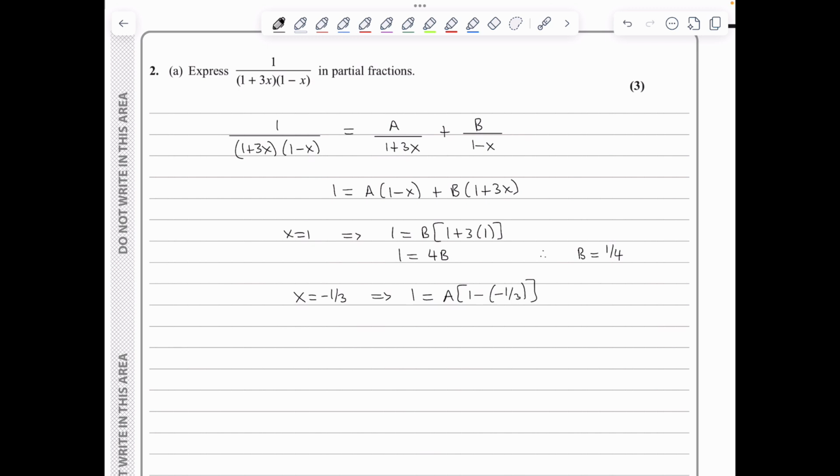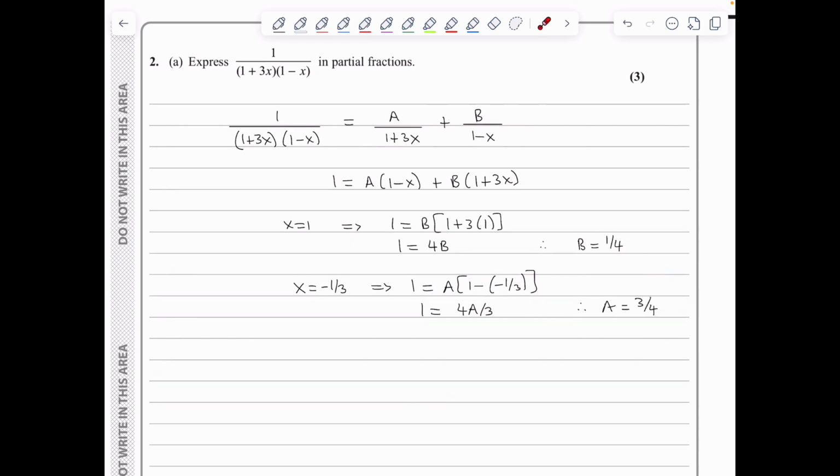So we're looking at 1 is equal to 4a over 3, and therefore we conclude that a is equal to 3 over 4. Now to finish off, we need to write down the partial fraction decomposition with the values for a and b we just obtained. So we conclude that 1 over (1 plus 3x) times (1 minus x) is equal to 3/4 over (1 plus 3x) plus 1/4 over (1 minus x).